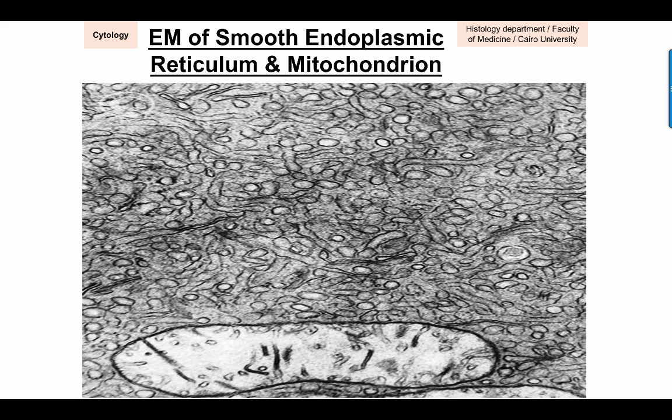pathway. Here we have a picture of this organelle with the cristae. This is a mitochondrion. And here we have these tubules, which are not parallel and devoid of ribosomes. These are the smooth endoplasmic reticulum.